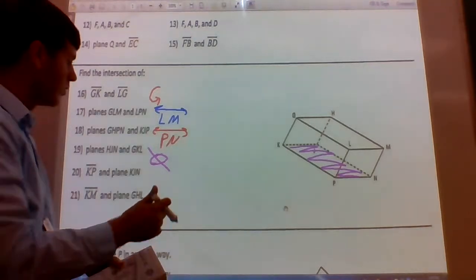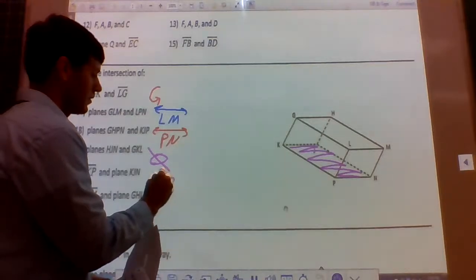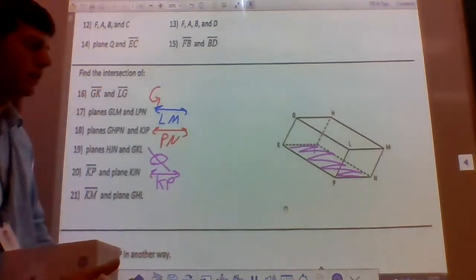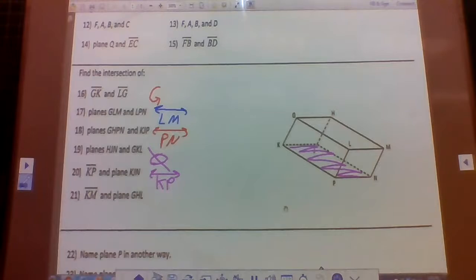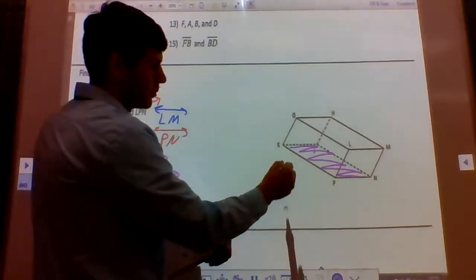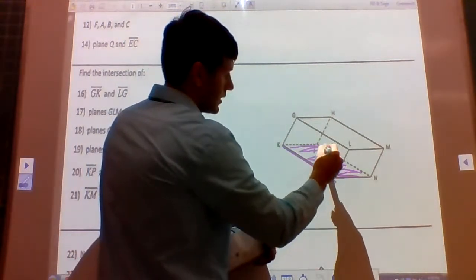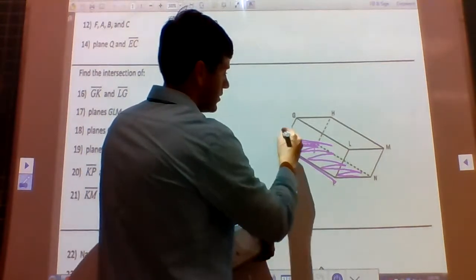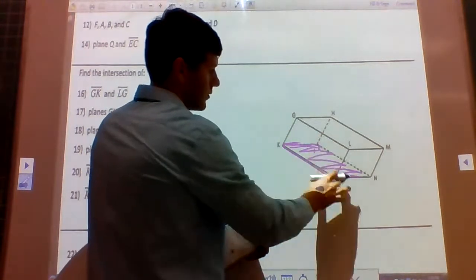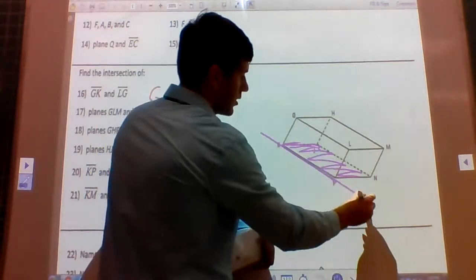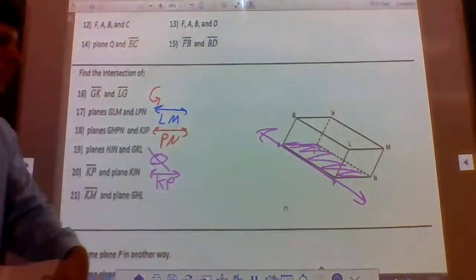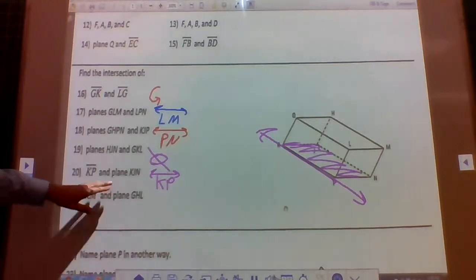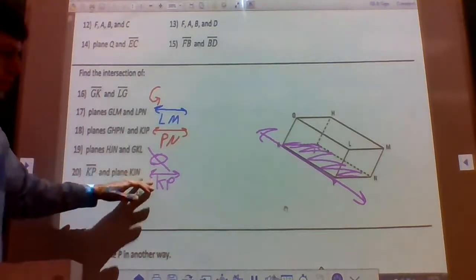So the whole line KP is going to be our intersection, right? The line KP right here is in the plane. Again, you have to imagine this plane going on forever. That's hard to draw. Line KP is part of that plane, so it's part of the bottom plane. So the intersection is going to be the whole line, line KP.